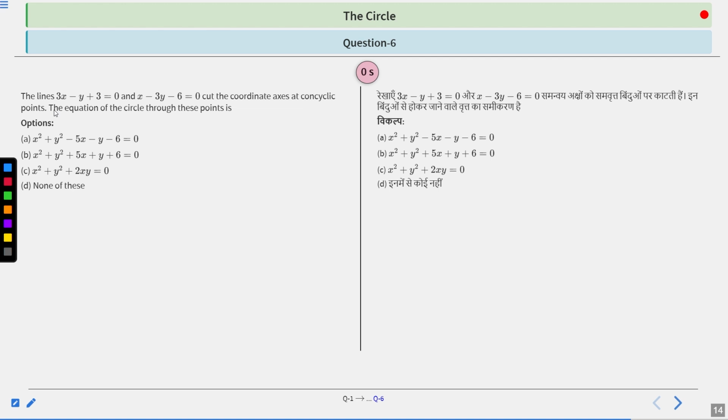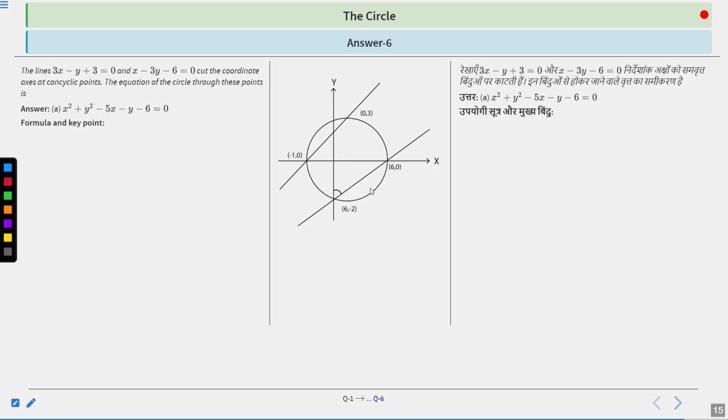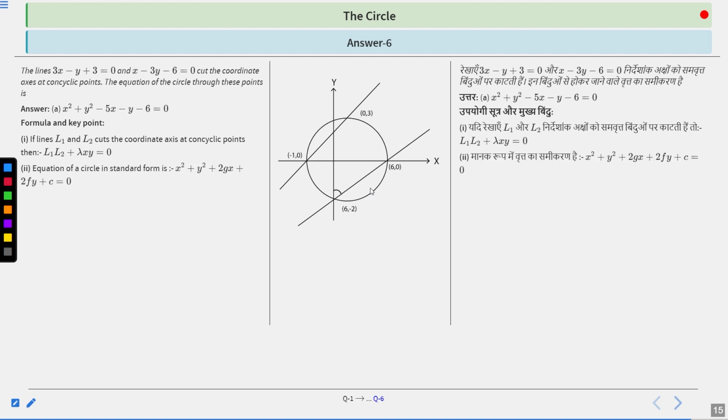Okay, let's move to the solution part. The formula and key points we will use in this question are: first, if the lines L1 and L2 cut the coordinate axes at concyclic points, then L1 L2 plus lambda xy should be equal to 0. Second, the equation of a circle in standard form is x square plus y square plus 2gx plus 2fy plus c equal to 0. Now, let's write the solution.